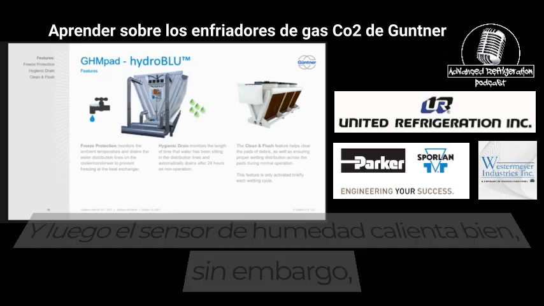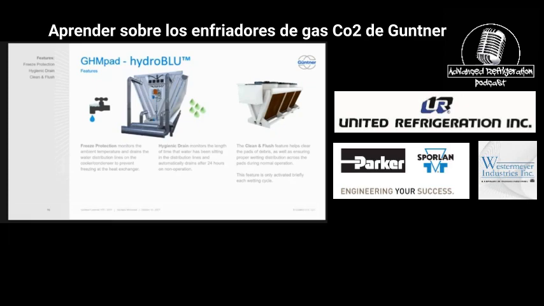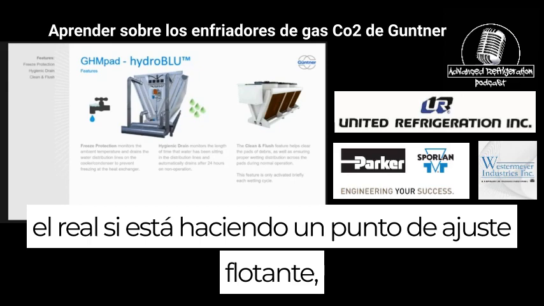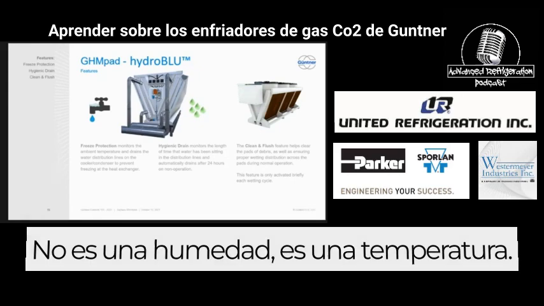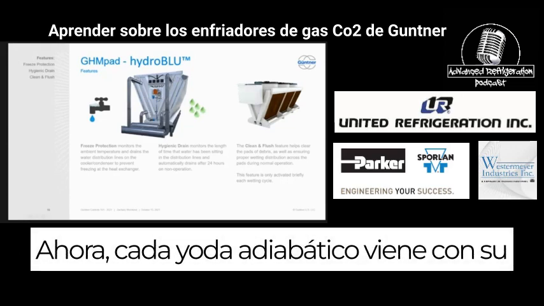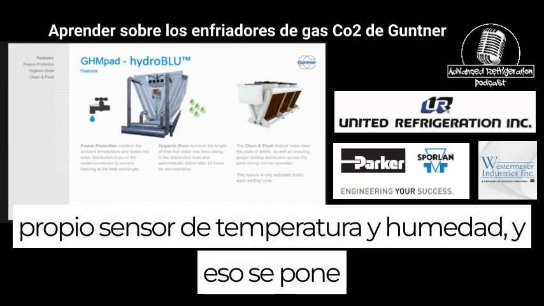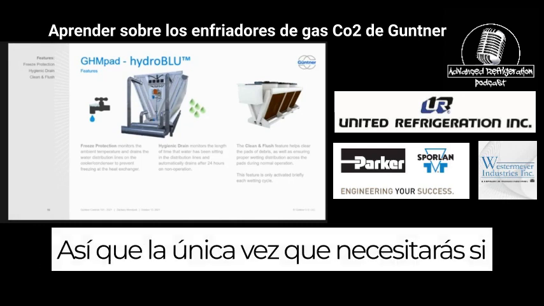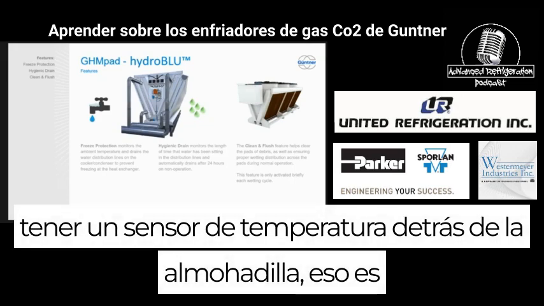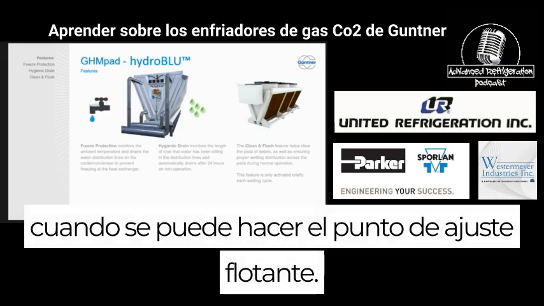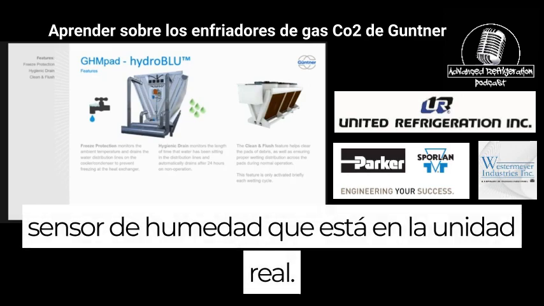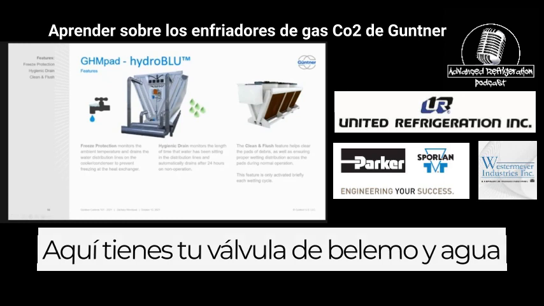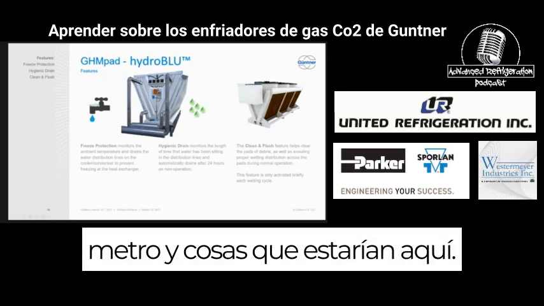Gotcha. All right. And then the humidity sensor you spoke of, that's in between the panel and the actual coil, right? The one, if you're doing floating set point, that's when you'll need a humidity... It's not a humidity, it's a temperature sensor that goes behind the pads. Now, every adiabatic unit comes with its own temperature and humidity sensor, and that gets wired directly to the GHM controller. So the only time you'll need it is if you have a temperature sensor behind the pad, that's when you can do the floating set point. It's not going to look at the temperature humidity sensor that's on the actual unit. It's usually installed on the opposite side of the control panel. So it'd probably be right around here. Control panel's here. You have your Belimo valve and water meter and stuff. That would be over here.